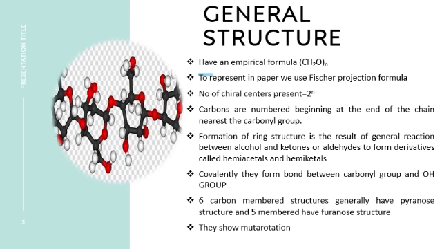a 5 membered structure is a furanose structure. Both 6 carbon and 5 carbon members show pyranose as well as furanose forms, but 6 carbon structures are mostly stable in the pyranose structure and 5 carbon structures in the furanose structure. And due to the presence of chiral centers, they show optical isomerism and show mutarotation.